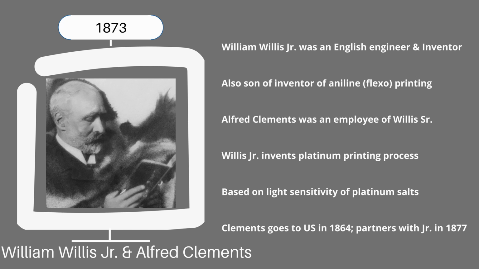Alfred Clements was an employee of William Sr. and was sent to the United States in 1864 to help set up and operate the aniline process for a company that bought the licensing rights. The venture turned out to be unsuccessful, and Clements changed employers while remaining in contact with the Willises. In 1877, William Jr. visited the United States and met up with Clements. They formed a partnership and a company, and they continued working on improving the process. Additional patents were obtained in 1878 and 1880 for what they called the platinotype printing method.